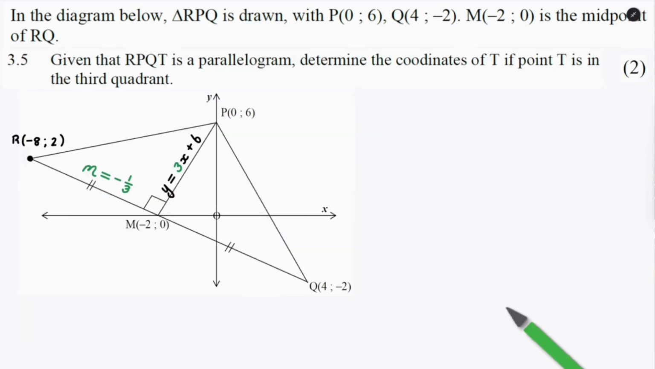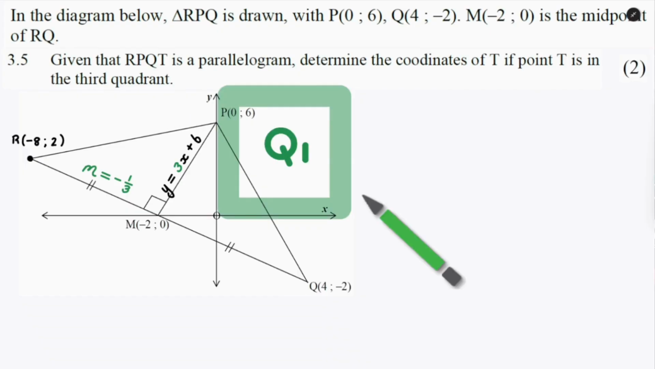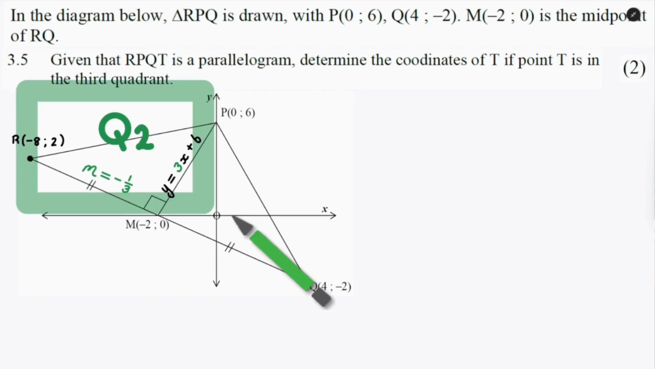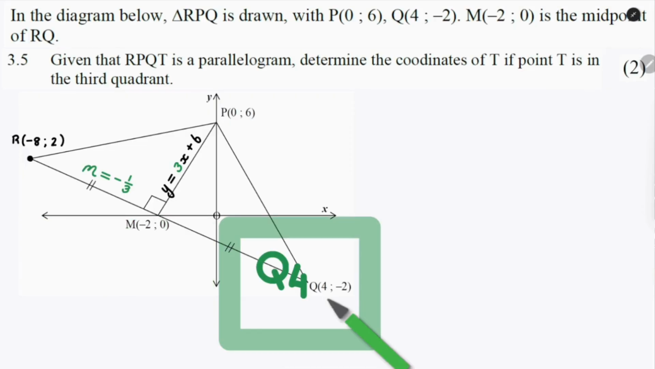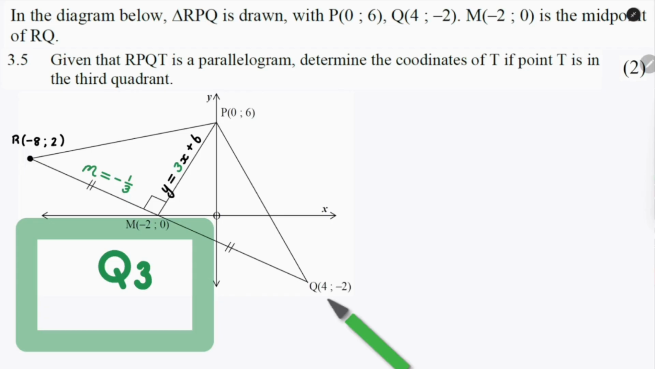In question 3.5, we've been told that RPQT is a parallelogram, and the coordinates of T are somewhere in the third quadrant. So let's just go through which quadrants are which quickly. So this over here is quadrant 1, and in the top left corner is quadrant 2, and the bottom left hand corner is quadrant 3, and lastly in the bottom right hand corner we have quadrant 4. So the fourth point of our parallelogram will lie somewhere in quadrant 3 for this question, as they told us here.